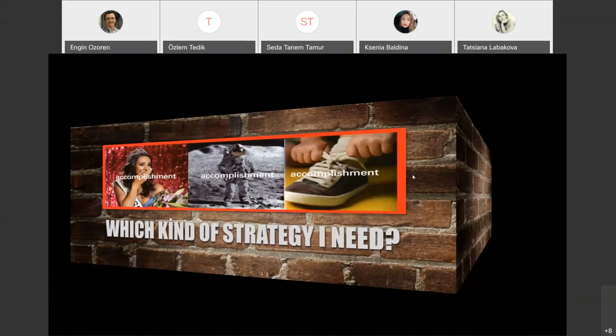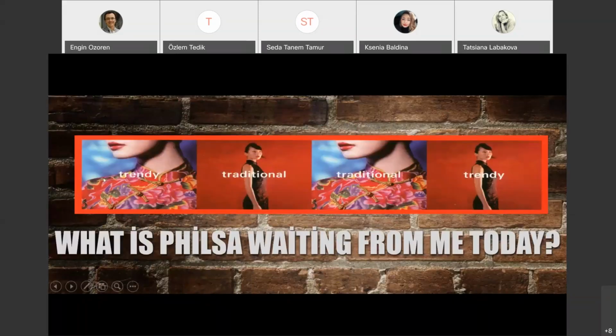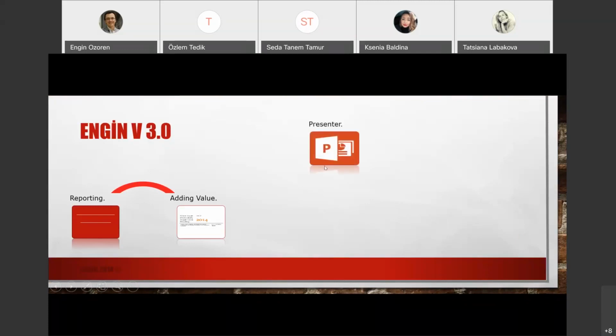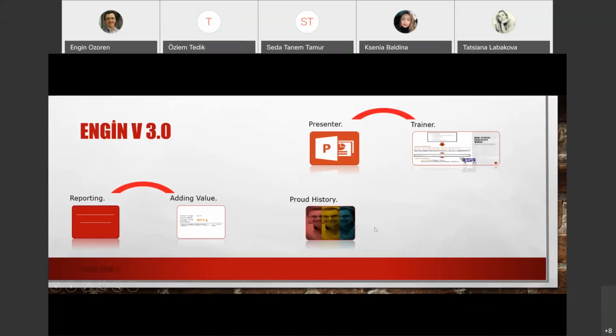What is the strategy awaiting me from today? Being trendy: make trendy things traditional, or make some traditional things trendy. I could deliver both. In Engin version 3.0, that is my development area. Today I'm reporting, but I'm seeking to add value to everything I do. I'm a presenter now, preparing PowerPoints, but in the future I want to be a trainer. And I'm proud of my history.